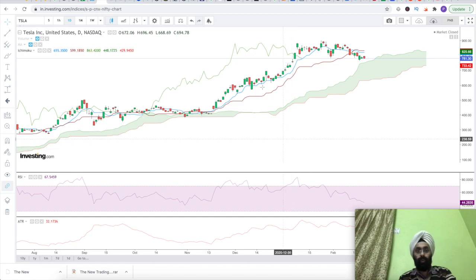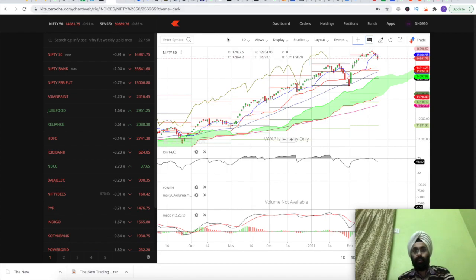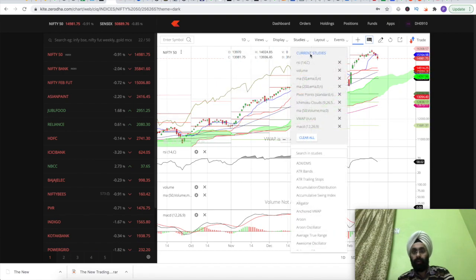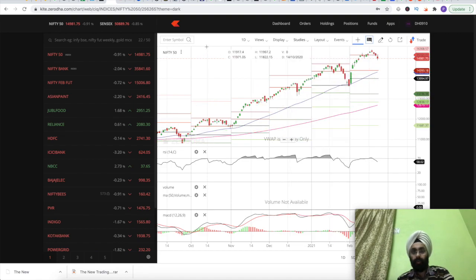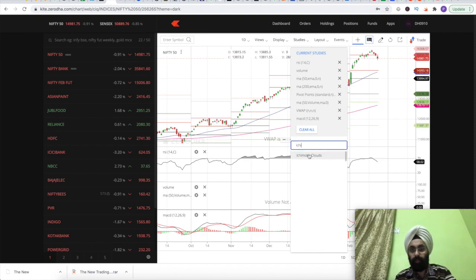So this is how you add Ichimoku Cloud if you are using investing.com. And if you are using the Kite platform of Zerodha, here it is already added. What I can do is remove it by clicking the cross. Now Ichimoku has been removed, and in order to add it, you just go to studies and type Ichimoku in the search box and press here.